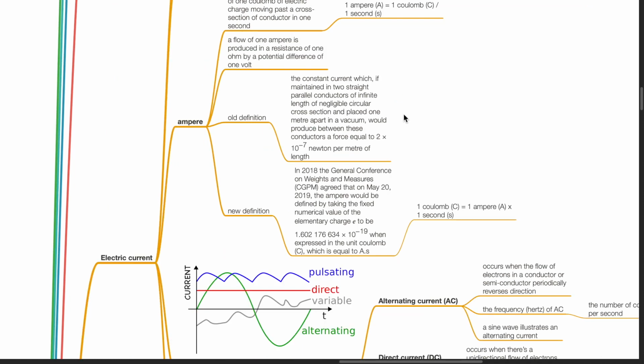The new definition of ampere. In 2018, the General Conference on Weights and Measures agreed that on May 20, 2019, the ampere would be defined by taking the fixed numerical value of the elementary charge e to be 1.602176634 times 10 to the negative 19 when expressed in the unit of coulomb, which is equal to A times s, where A equals ampere and s equals second.